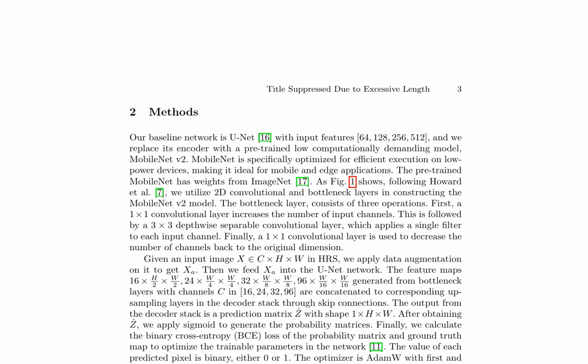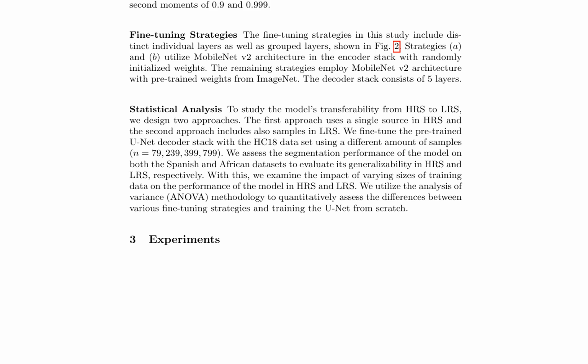The feature maps from the bottleneck layers are concatenated to the corresponding upsampling layers in the decoder stack through skip connections. The network is trained using binary cross-entropy loss, and the optimizer is AdamW with first and second moments of 0.9 and 0.999, respectively. The study investigates fine-tuning strategies, including distinct individual layers and grouped layers, with and without pre-trained weights from ImageNet.